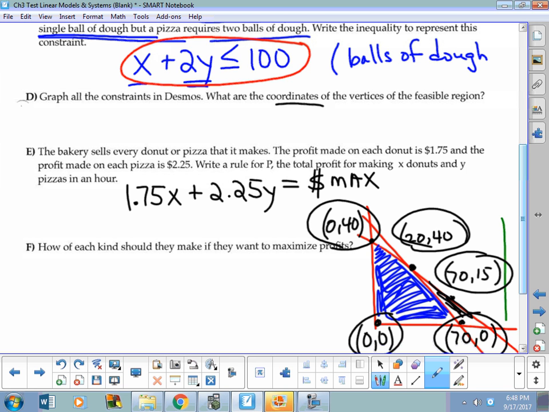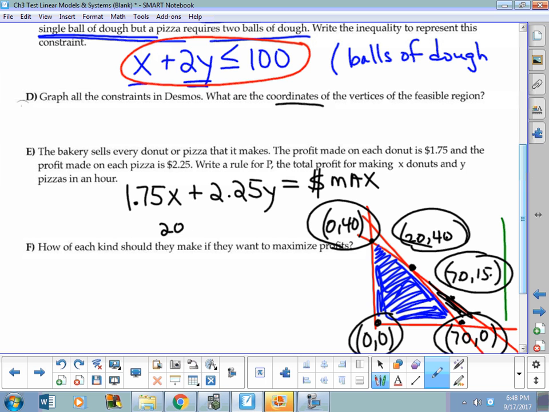All right? So we put all the vertices of our shape into our equation. So for example, 0, 40, if I were to put that in there, that would be 0, and there'd be 40 y's. And I keep track of all the things that are going on there, all right? And then I keep track of 20, 40. I put in 70, 15, 70, 0, and 0, 0. Of course, that wouldn't make any money at all. And I got a winner, all right?